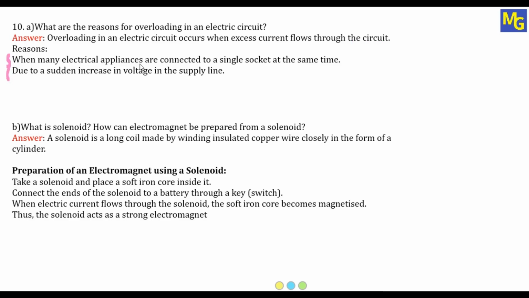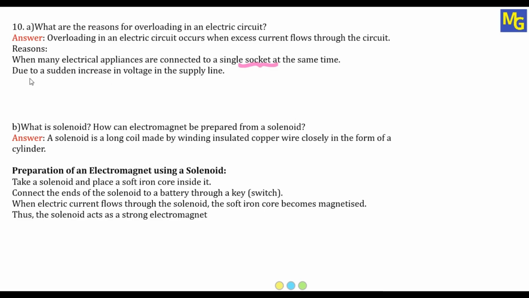First, when many electrical appliances are connected to a single socket at the same time. You may have seen at home that many appliances are connected to a single socket. For example, sometimes you connect the laptop pin, sometimes the mobile charger pin, or some other appliance's pin to the single socket. That should not be done. So that is the reason here: many electrical appliances connected to a single socket. You should keep separate sockets for all the appliances. If you want to use the laptop, the socket should be separate. The mobile charging socket should be separate. Like this you have to keep them.